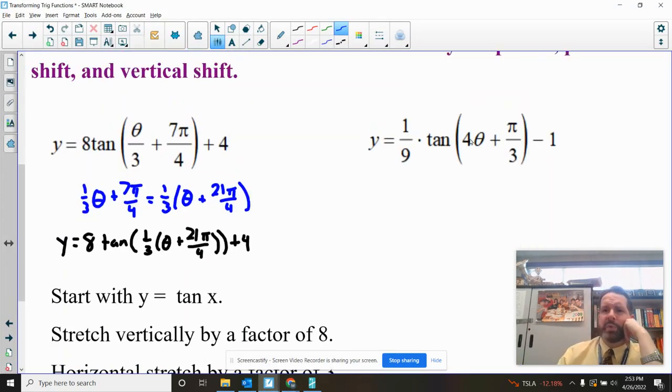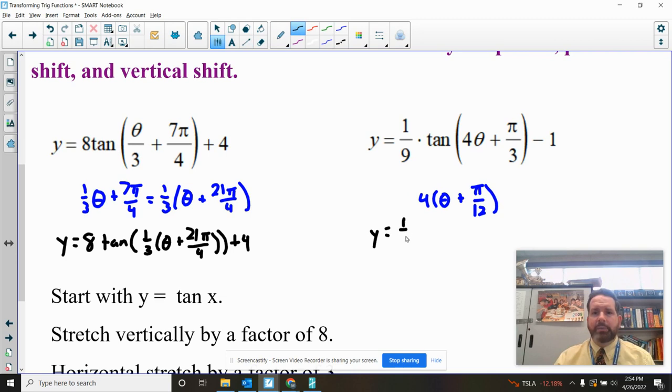All right, let's go again. I would like you to try this one on your own. Do a quick pause, unpause when you're ready to check things. Let's look inside the parentheses. So 4 parentheses theta, that means I'm dividing by 4. That's the same as multiplying by 1 over 4, which is going to make this a pi over 12. So as far as our equation goes, how about y equals 1/9 tangent 4 parentheses theta plus pi over 12, minus 1.